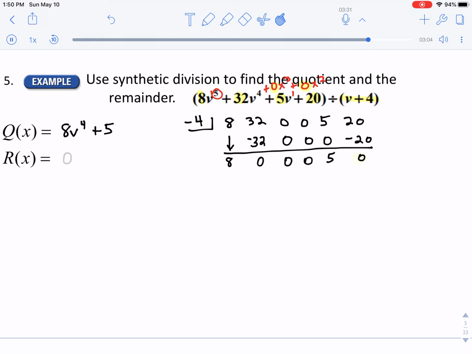There's the quotient. And the remainder in this case is this last number here. And in this case, the remainder is 0. So the r of x stands for the remainder is 0. And of course, those should be q of v and r of v. I don't know why I put a v in the problem and an x everywhere else. But these are the answers. The quotient is 8v to the 4th power plus 5, and the remainder is 0.